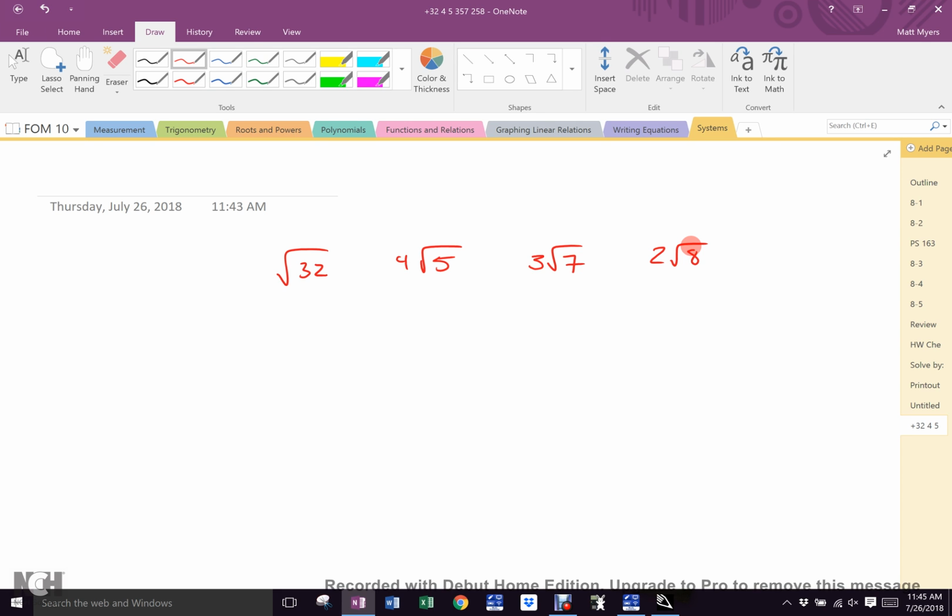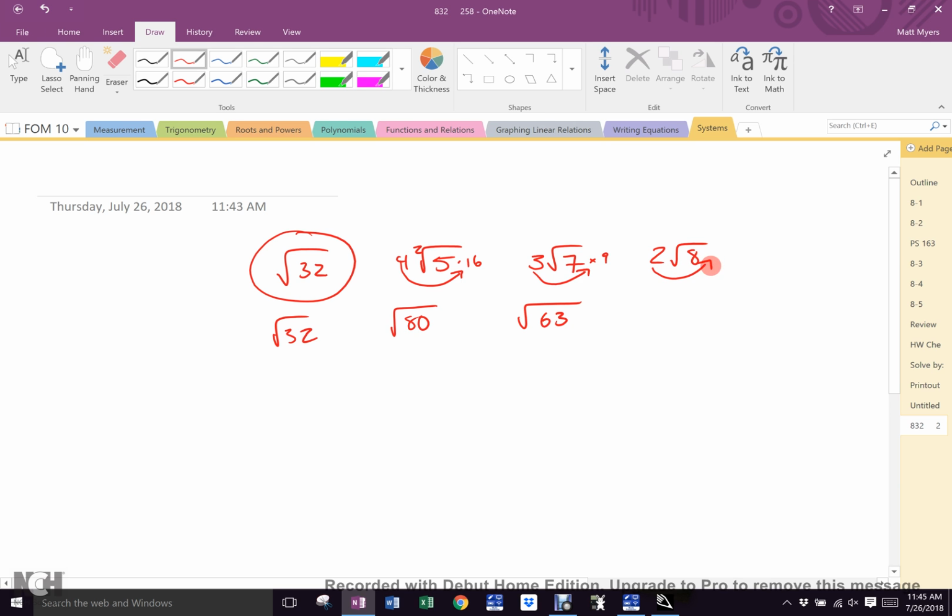So, Sophia, the best way to do this is to get them all like that. Root 32. If there's one 4 out there, how many 4s are under there? How many? This is a square root, right? So I was looking for groups of 2. So how many are under there? 2 of them. So that is the square root of 5 times 16, which is 80. That is the square root of 7 times 9, which is 63. And that is the square root of 8 times 4, which is root 32. Uh-oh, those are exactly the same, so that's fine. But now you can easily tell what's the smallest, root 32, and 2 root 8.